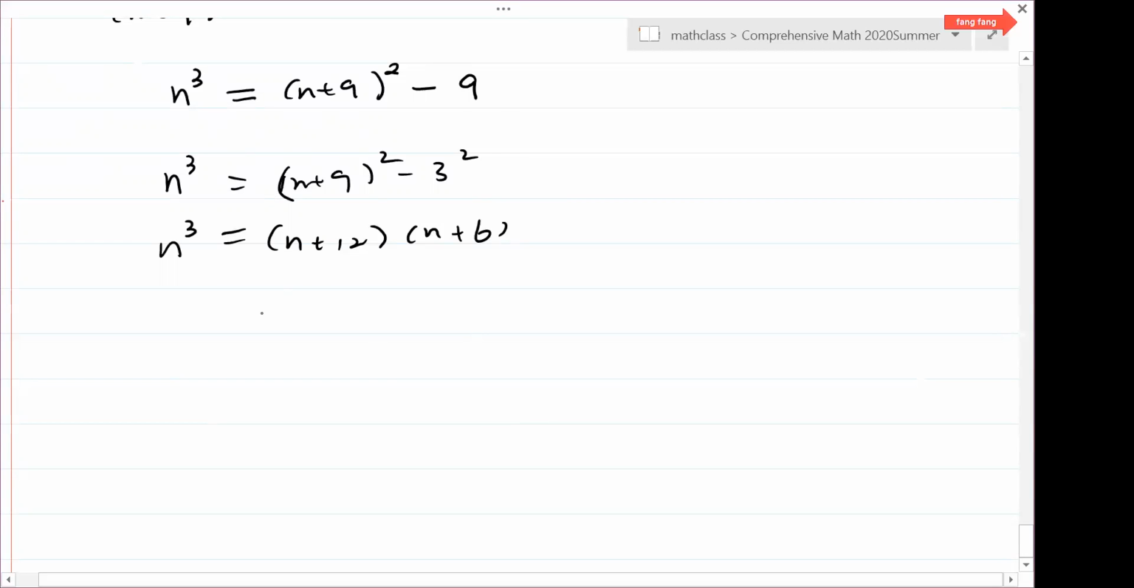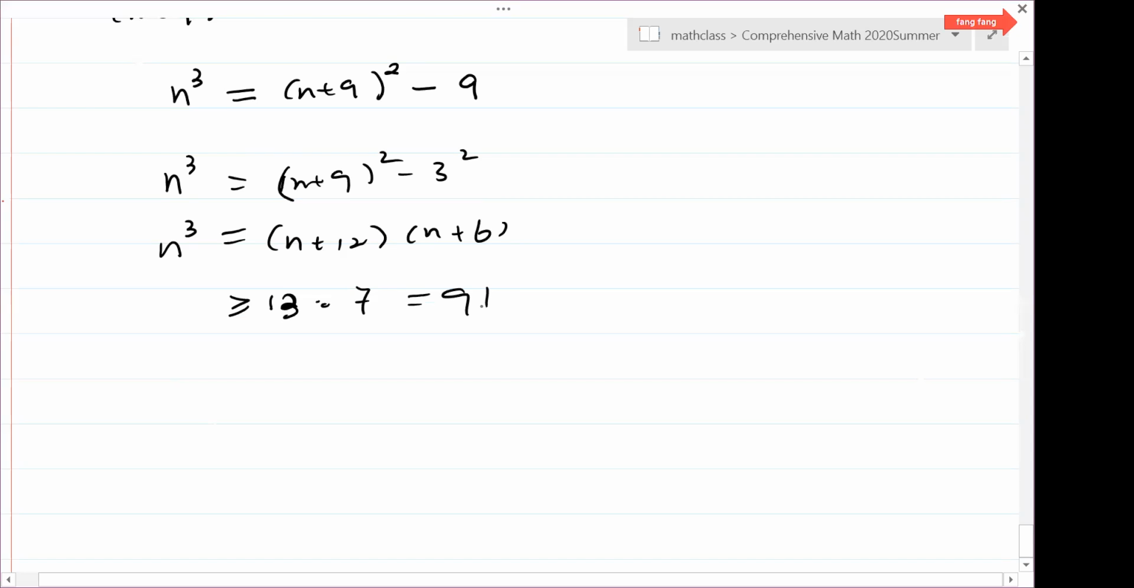From here you can see that the integer n is greater than 1, right? So you can get a lower bound for this. It's going to be 1 plus 12, which is 13, times 7. Okay, so let's see what that number is. That number is going to be 13 times 7, which is 91.